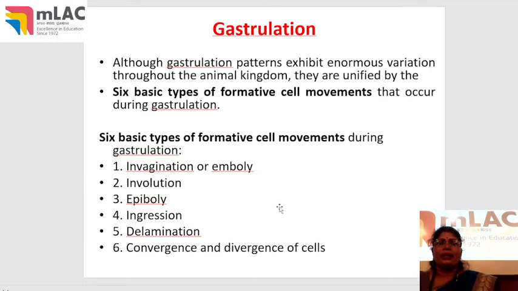Next, coming to gastrulation, the morphogenetic movements. There are six basic movements of the cells, called formative cell movements. These six basic movements are common for all organisms during gastrulation. Any organism will undergo these six formative cell movements. The basic types are invagination, also called emboly, involution, epiboly, ingression, delamination, and convergence and divergence of the cells.